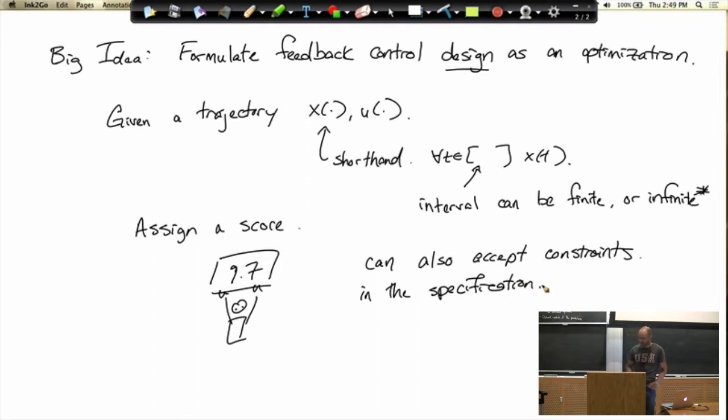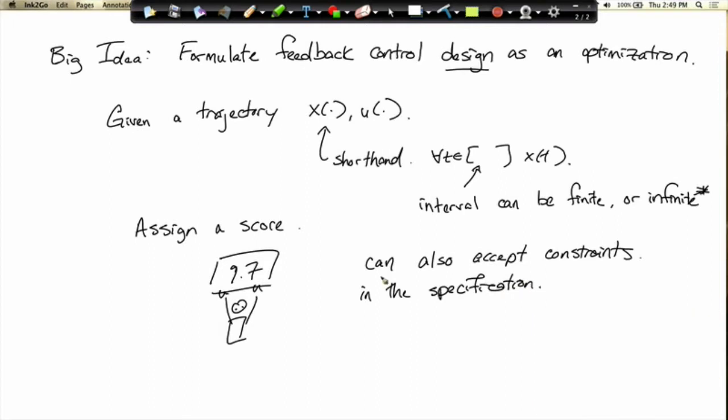So I could formulate something where I'm going to give you a score, and I'm going to tell you that, for instance, this was a constraint we've already seen, that tau has to be less than some tau max. So you could write down an optimization saying maximize your score subject to the constraint that tau is less than tau max always.